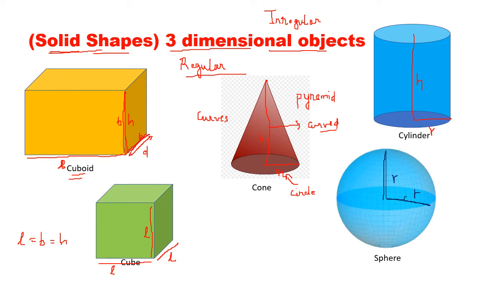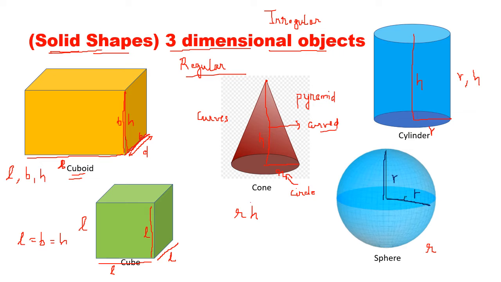So you can see here in the cuboid we have length, breadth and height. In the cube we have only the length. In a cone we have the radius and the height. In the sphere we have only the radius, and in the cylinder we have a radius and a height. So these are the solid shapes which have three dimensions, the length, the breadth and the height. But like I told you, they are different from irregular objects like a piece of stone, a breadcrumb and so on.